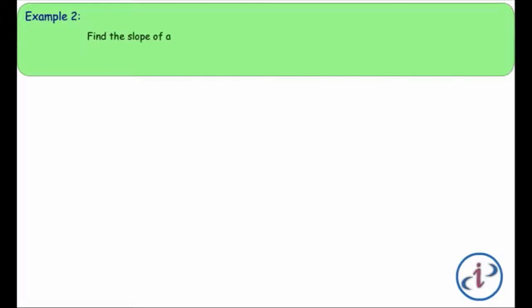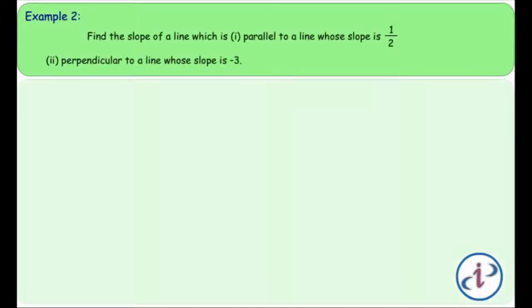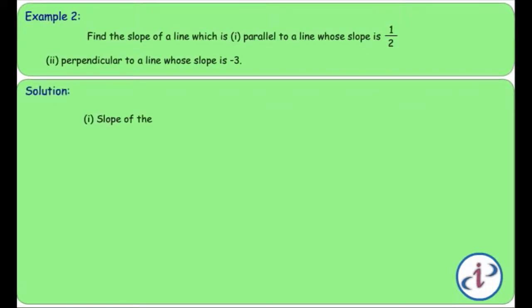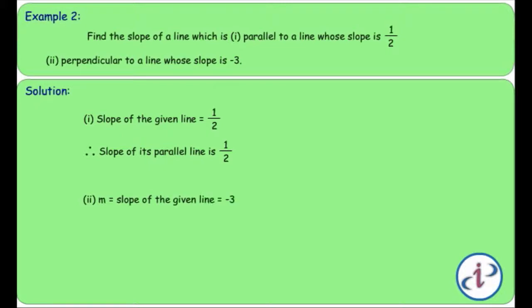Find the slope of a line which is parallel to a line whose slope is 1 by 2 and perpendicular to a line whose slope is minus 3. Given that the slope of the given line M is equal to 1 by 2. Hence, the slope of its parallel line is equal to 1 by 2, as we have learnt that when two lines are parallel, their slopes are equal. Case 2. Given that the slope of the given line M is equal to minus 3. Hence, the slope of its perpendicular line is minus 1 by M, that is equal to 1 by 3.